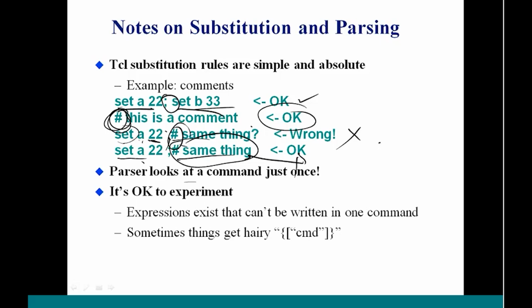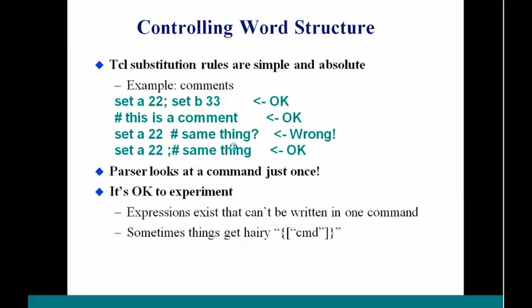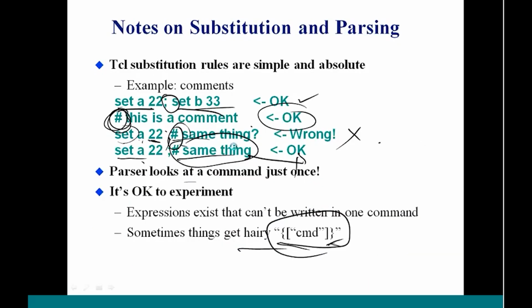Sometimes things get hairy, like where we put the curly braces with square brackets. So the curly brace, that we saw earlier, is a way to combine words into one. It prevents the breaks, and then look at the square bracket within, basically. So that is to evaluate that expression. So it's a command substitution.